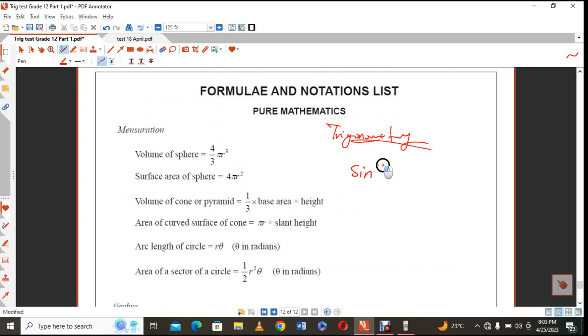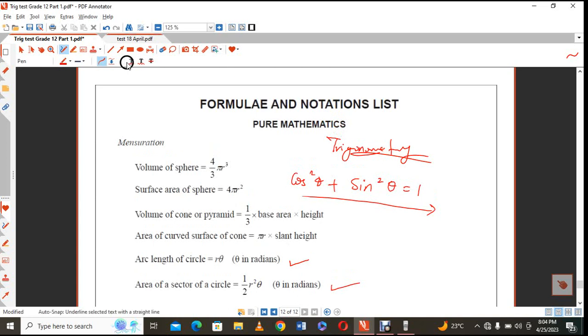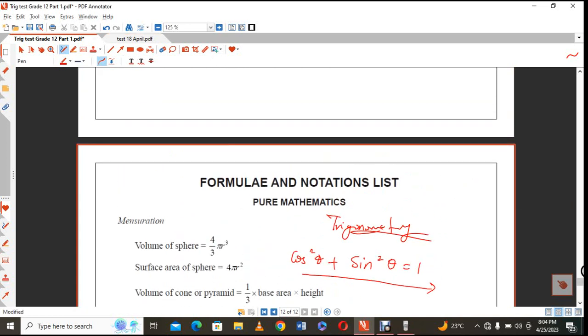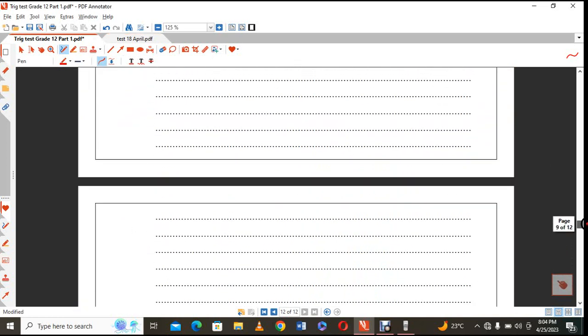So it's the square identity, cos square theta plus sin square theta is equal to 1. We're going to use that as well. We're going to look at all these other formula when we find the area of a sector and the length of a circle. We are going to look at those as well. Anyway, let's go back to our very first question.